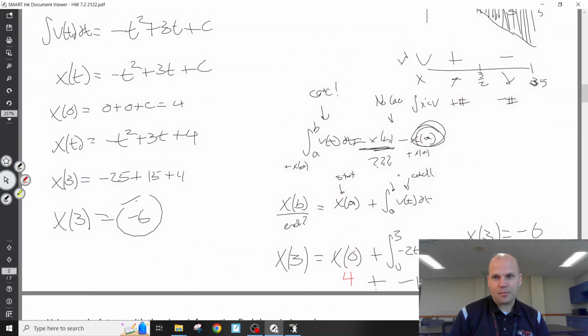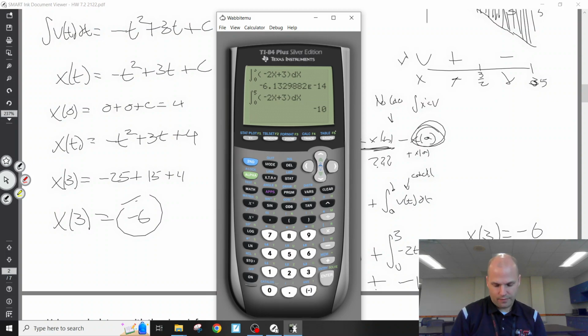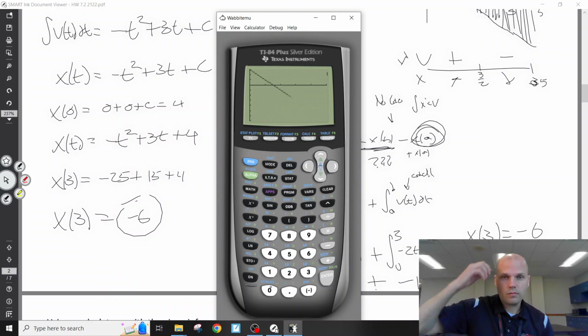Now, if we wanted to go in depth, let's go in depth. I know I'm over-explaining, but I want this to make sense, and I hope it does. Let's just graph. Let's look. Here's the graph of V, negative 2t plus 3. Let's go from 0 to 5. Let's zoom fit. Beautiful.